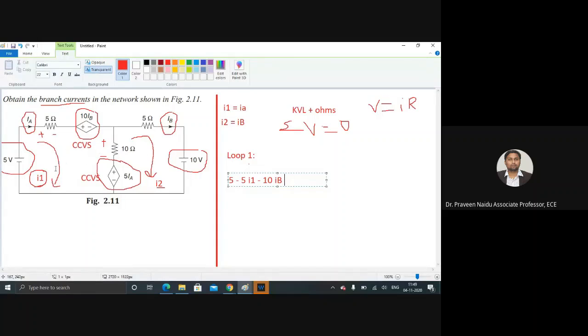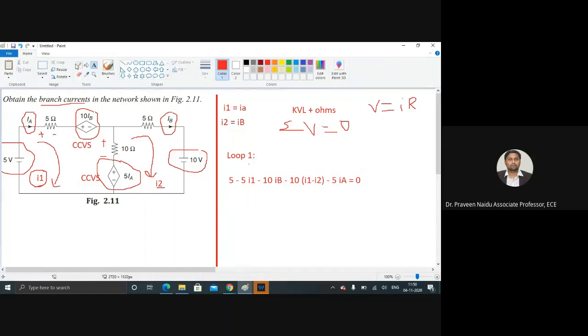So we are writing the first loop, and we are assuming I1 is greater than I2. So we are going to get minus 10 into (I1 minus I2). Then this 5 into IA is the source. For the source we already have the plus minus symbol, so we'll be having minus here. So what will you get? Minus 5 into IA is equal to 0. Very simple equation.